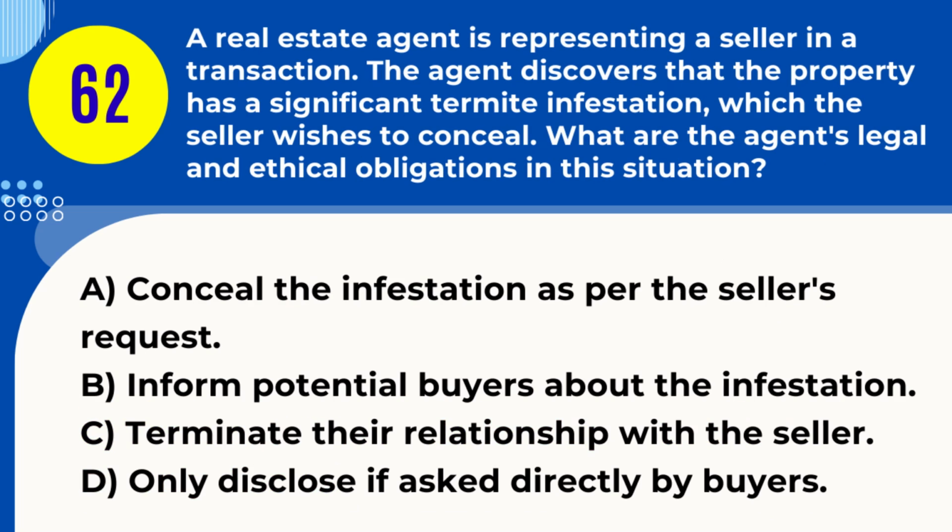Question 62. A real estate agent is representing a seller in a transaction. The agent discovers that the property has a significant termite infestation, which the seller wishes to conceal. What are the agent's legal and ethical obligations in this situation? A. Conceal the infestation as per the seller's request. B. Inform potential buyers about the infestation. C. Terminate their relationship with the seller. D. Only disclose if asked directly by buyers.